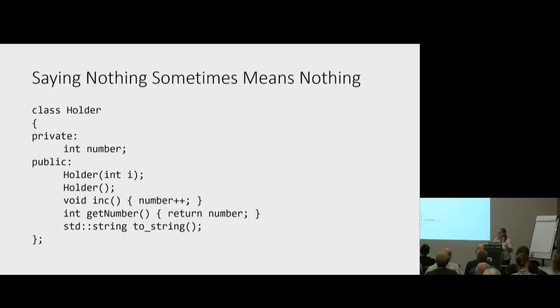Sometimes not saying anything doesn't mean anything. Here's a class. If you've ever written any introductory C++ stuff, you've probably written a class like this. It's called holder. It holds a number. That's the private member variable. It's got some constructors and some functions that do some stuff.